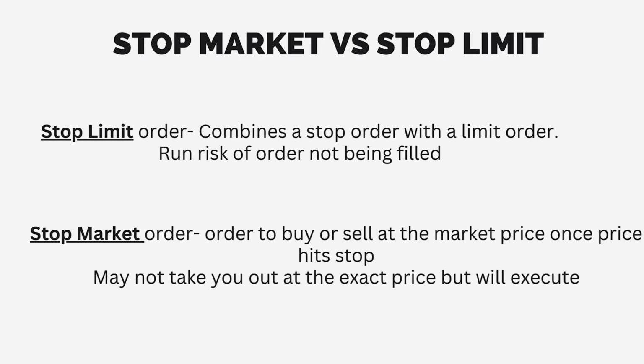Okay, so the difference is the stop limit order combines a stop order with a limit order, but you run the risk of your order not being filled. Let me explain it to you. For example, say you put in a stop limit order, and the market is very volatile when the market first opens. The order has to hit your price, the exact price that you want to be taken out of the trade. It has to hit it and it has to be filled.